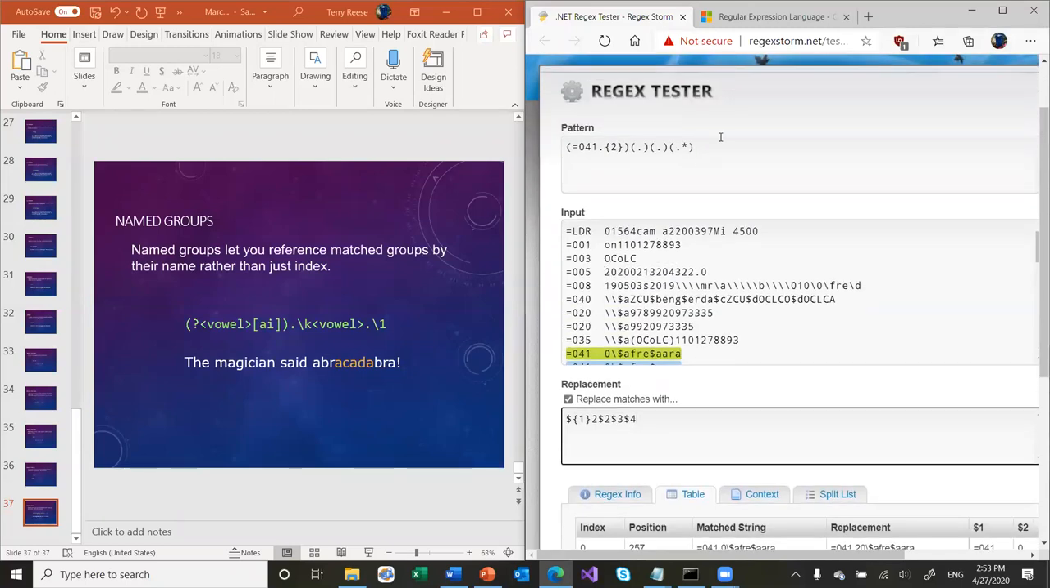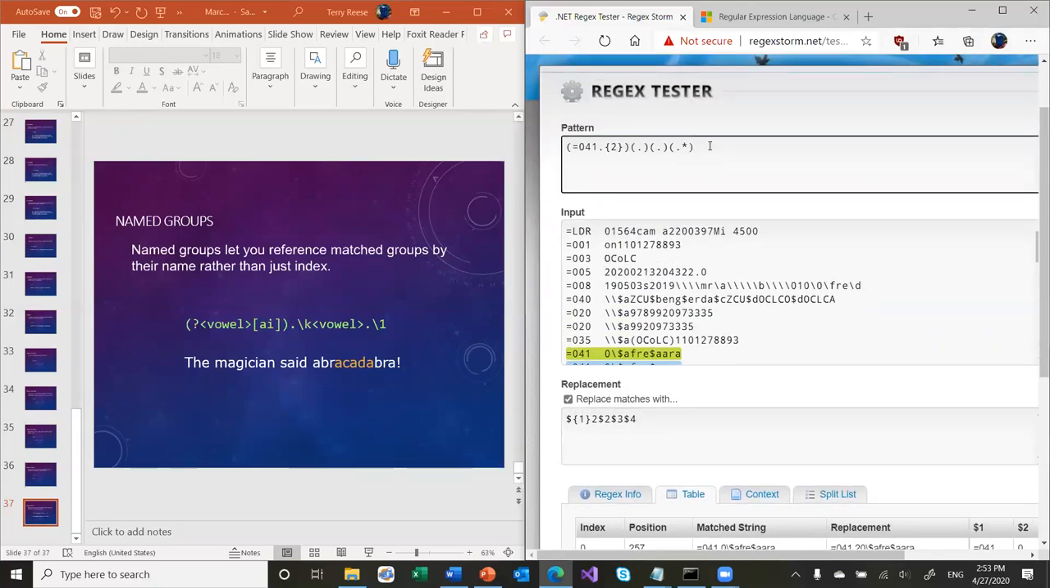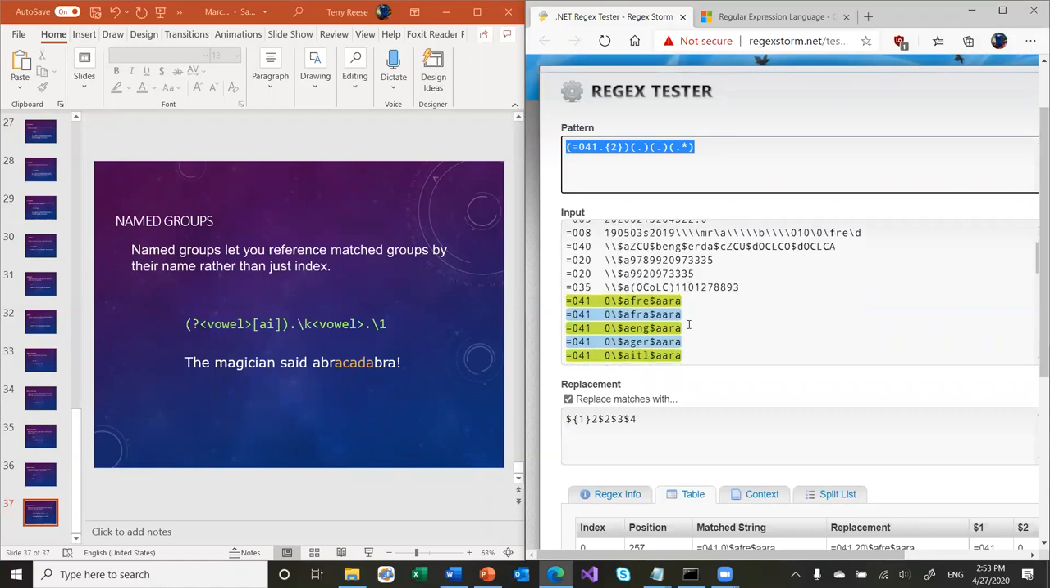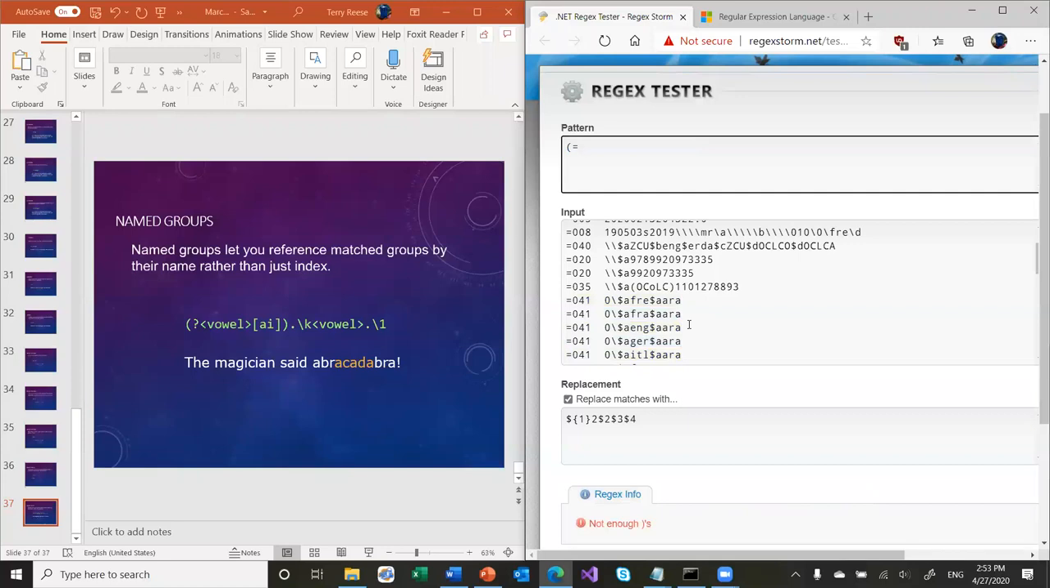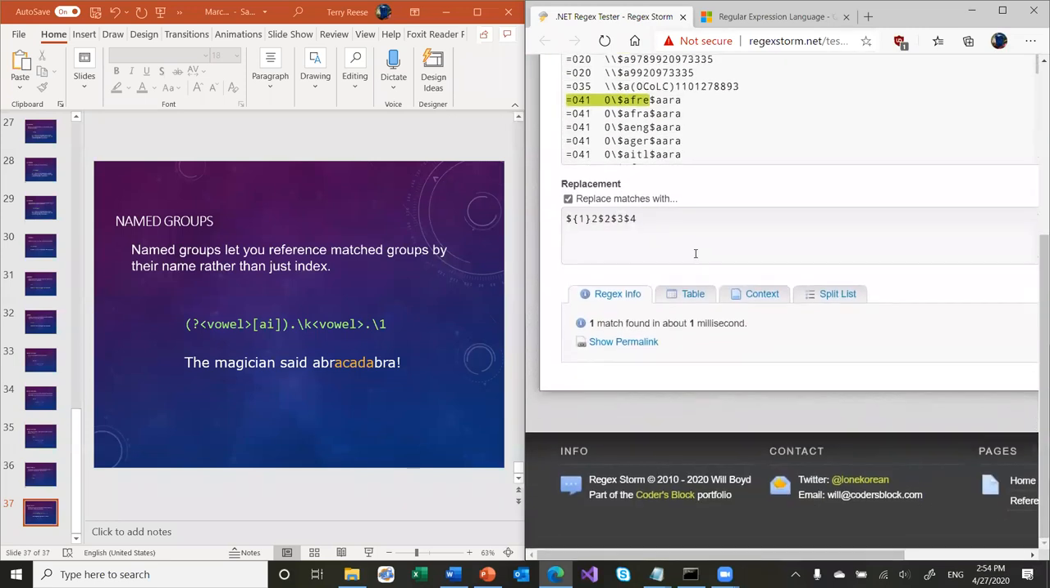Why else would you name a group? Well, sometimes you want to name a group if you're going to have sub expressions. So say you wanted your expression to be something like this: 041.4, and then we have a first group that opens stuff up, so $A, and then we have a second group that maybe is FEFRE or FRA or GER. So those all potentially match in different contexts, but what I have a difficult time knowing is which group is showing up in the replacement table.